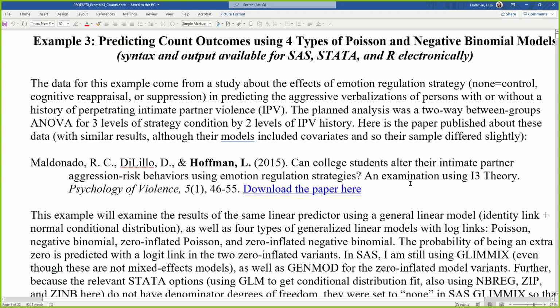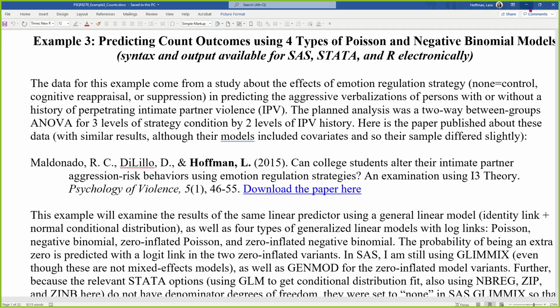It's real data. And in this example that we're going to do next week, it's the same model every single time. All the thing that changes is the conditional distribution, but the results differ wildly with respect to the significance of her simple slopes and the interaction terms. So that's coming next week.